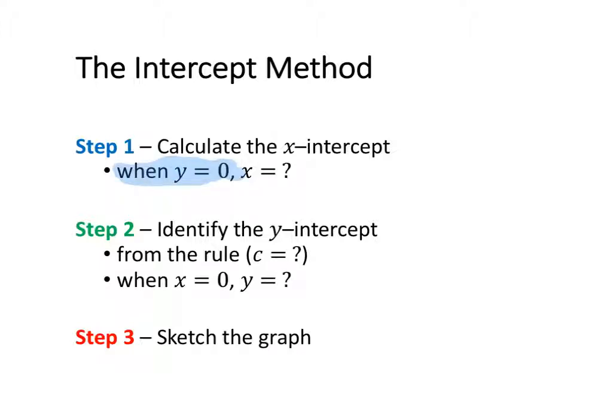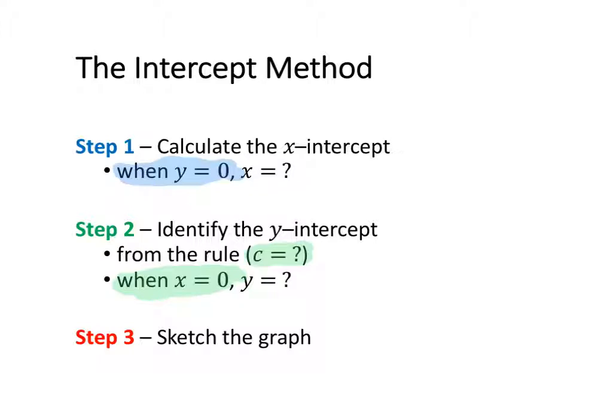The second step is going to be to identify the y-intercept. Now this can be done in 2 ways. The first one can be if we know the rule and it's in the format y equals mx plus c, we can determine our value for c. The second way of determining the y-intercept is when x is equal to 0, what does y equal to?